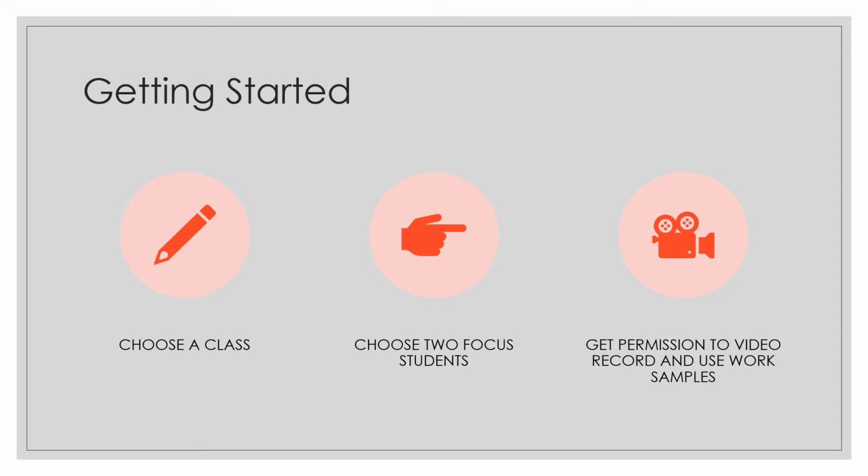So getting started with Task 1 and lesson planning, first you're going to choose a class. If you're teaching multiple classes, just choose one. You're going to work with everyone in your class, but you're going to specifically focus on two students, one of whom has specific learning needs, and I'll explain that in a minute. And then you're going to get permission to video record and use work samples for your portfolio. So start that right now because it might take a little while for you to get permission.